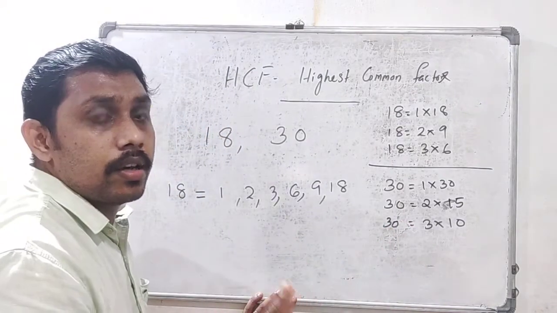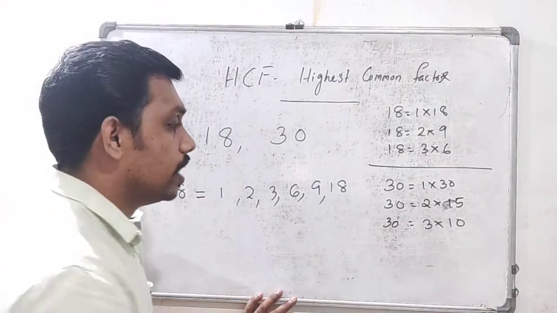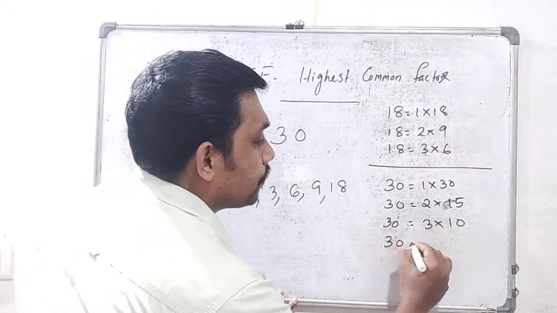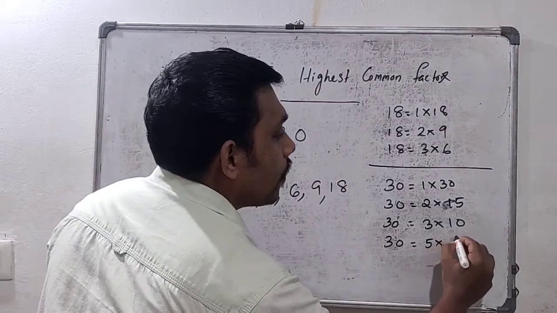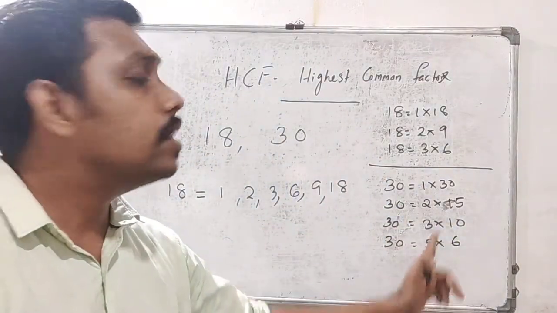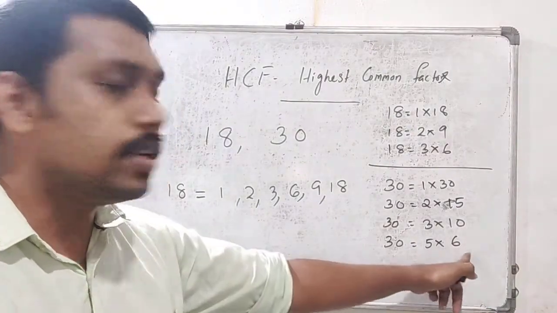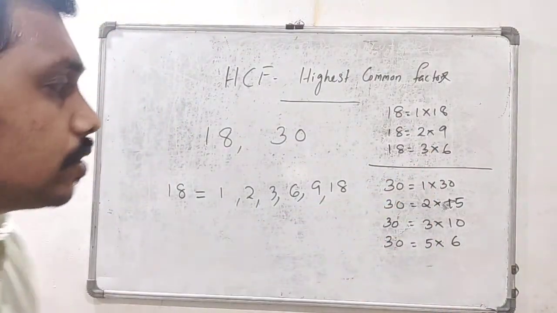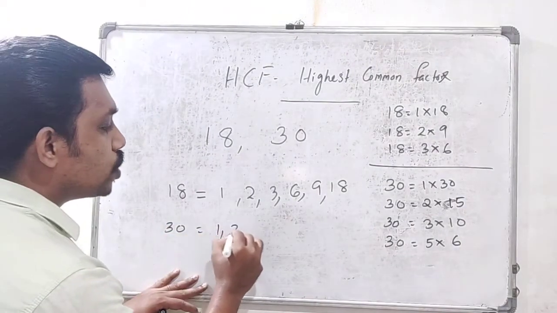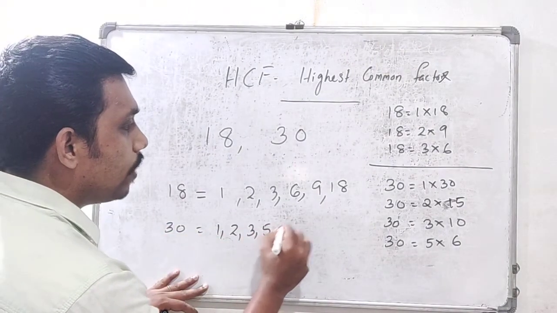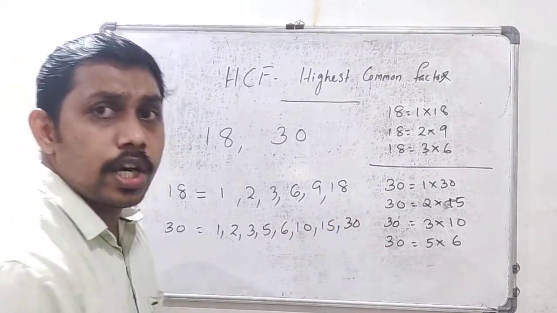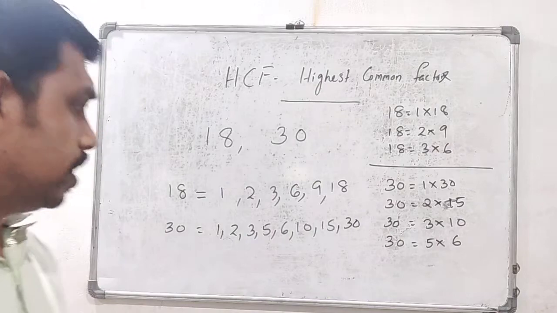The next number is 4, but there is no multiple of 4 that gives 30, so we can't write like that. Next we can write 30 is equal to 5 into 6. Again we can write 6 into 5, but we already have the number 6. So the factors of 30 are 1, 2, 3, 5, 6, 10, 15 and 30.